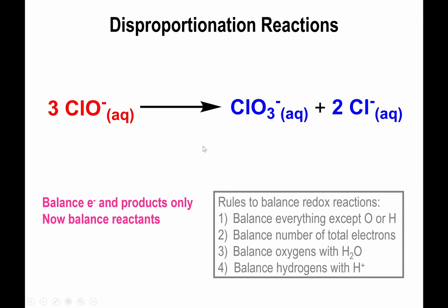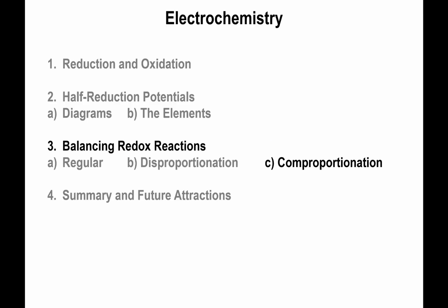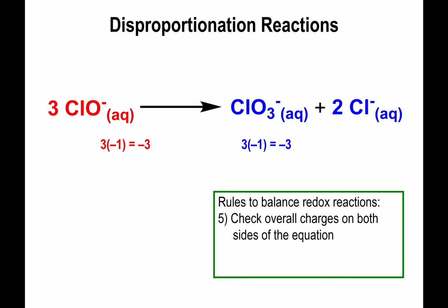And now we balance the oxygens. 3 oxygens on the left side, 3 oxygens on the right side, the oxygens are balanced. Hydrogens, you don't have any hydrogens on either side, so this is also balanced. So basically this reaction, it's one of those ones that you might actually be able to balance just by looking at the reactants and products that you have, but it's not guaranteed to work out this way every time.